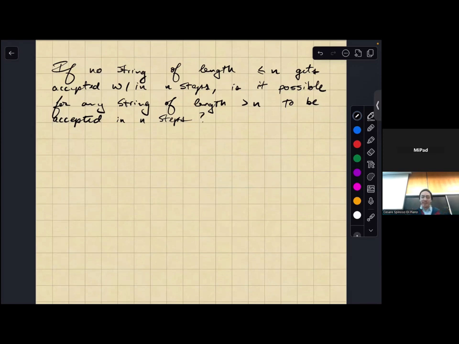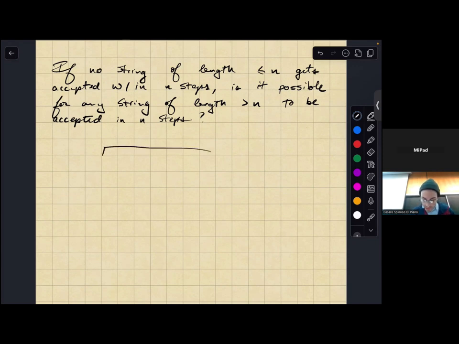So I'm asking, imagine n is 330. Maybe that's a good idea. So if n is 330, and I'm telling you that no string up to length 330 gets accepted within 330 steps, and then I somehow tell you that in the same number of steps, 330 steps, your machine is able to accept a string of length 331. Does that seem right? No, right? That doesn't seem right. Why doesn't it seem right?